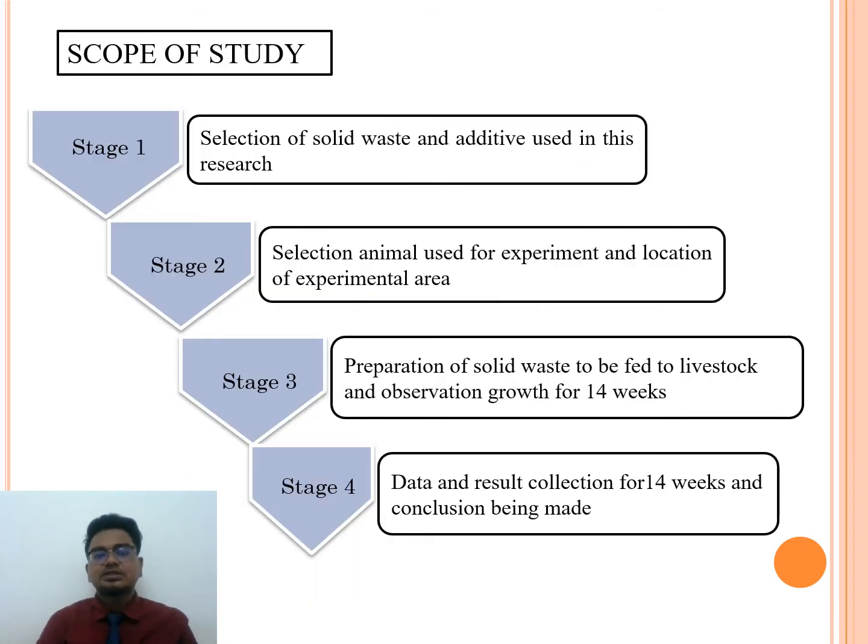The scope of study consists of 4 stages. Stage 1, selection of solid waste and additive used in this research. Stage 2, selection of animal used for the experiment and location of the experiment area. Stage 3, preparation of solid waste to be fed to the livestock and observation of the group for 40 weeks. And the last one is Stage 4, the data and result collection for 40 weeks and conclusion is made.